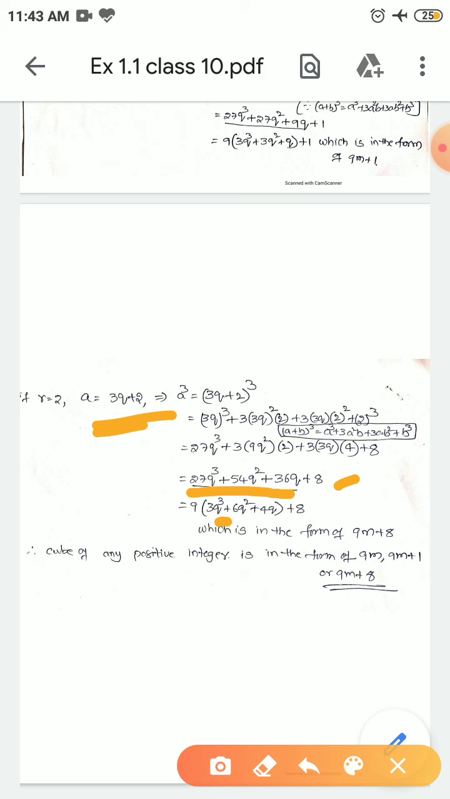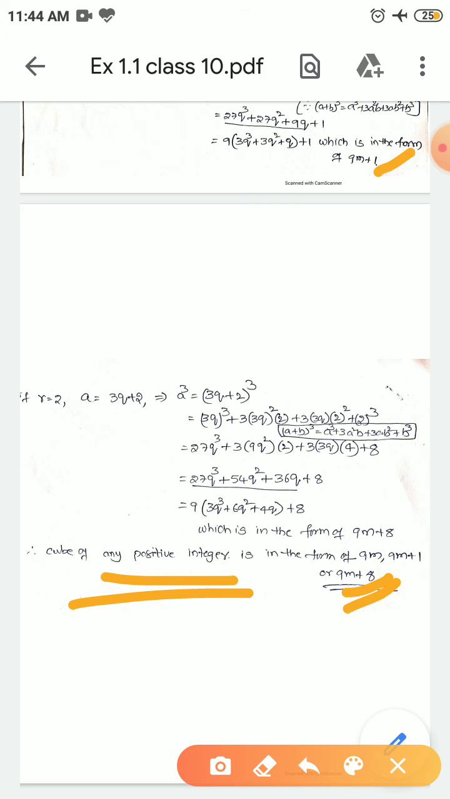So this complete part, if you consider it as m, gives 9m plus 8, which is in the form of 9m plus 8. From this you can conclude that the cube of every positive integer can be in the form of either 9m, the first one, 9m plus 1, the second one, or 9m plus 8, the third one.